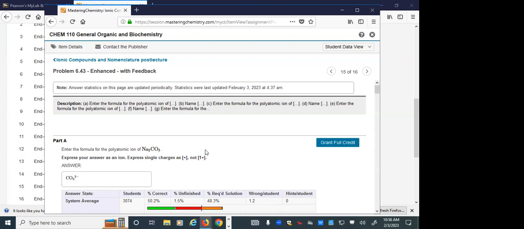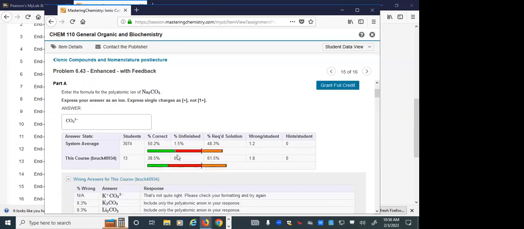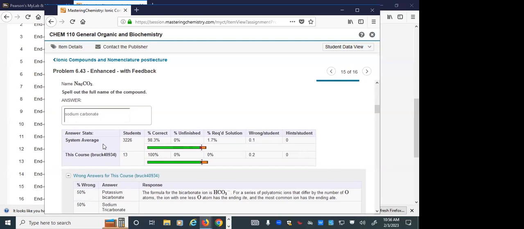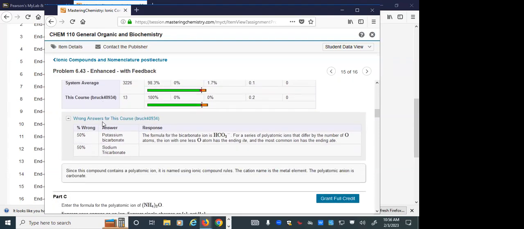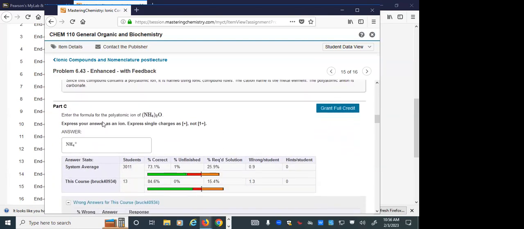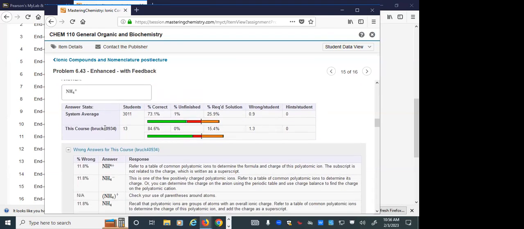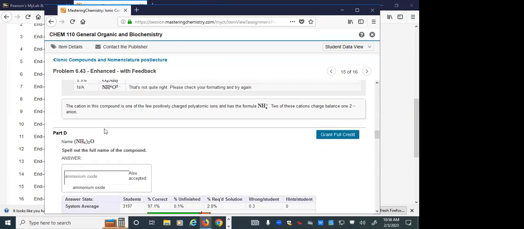So carbonate as CO3 negative 2, that's what we should have put down as the answer in part A there. Part B just asked us to name that. Everybody got that question right. Wouldn't have expected anything different. And then part C and D, I'm guessing, are similar.